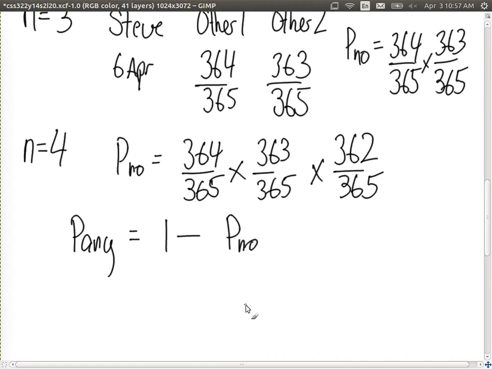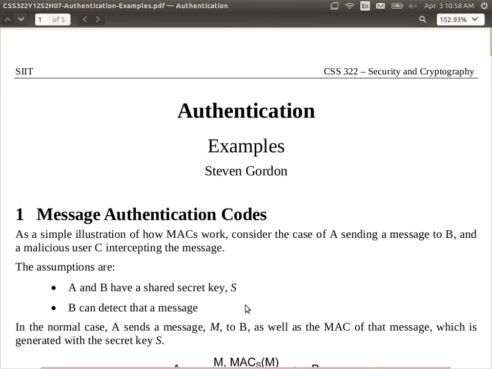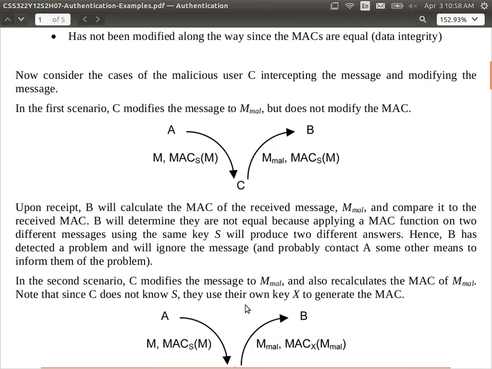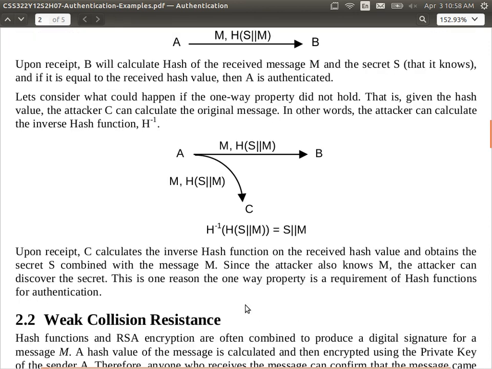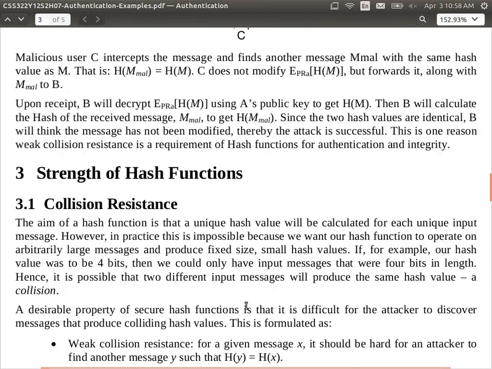The probability that any two people have the same birthday is 1 minus the probability that no two people have the same birthday. And you can find a formula for that, which I'm not going to write down because it's on one of the handouts you have. I think you have it. If not, just scroll forward a few pages. Yes, titled authentication, and if you scroll down a bit, you'll see that there's some discussion of this. This is called the birthday paradox or the birthday problem. And in a short moment, we'll relate it to hash collisions.